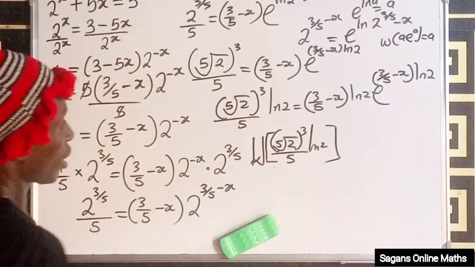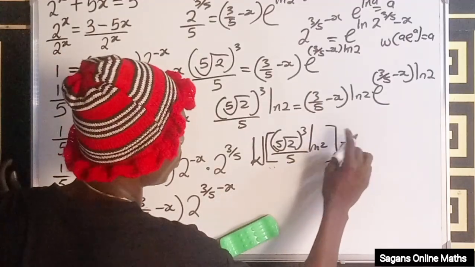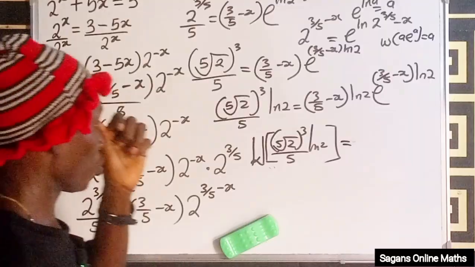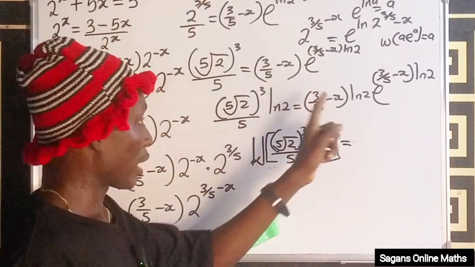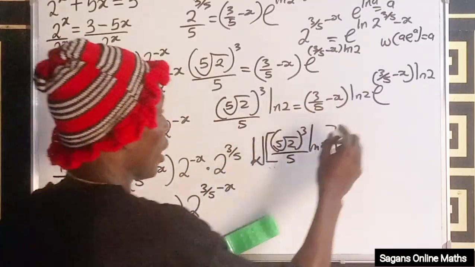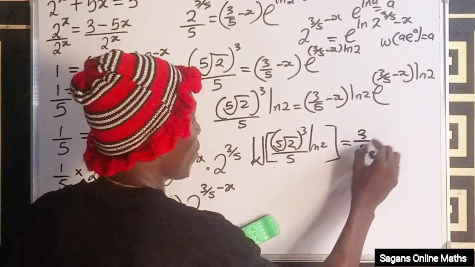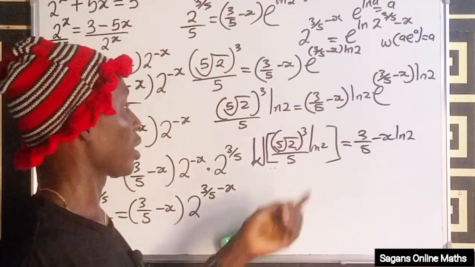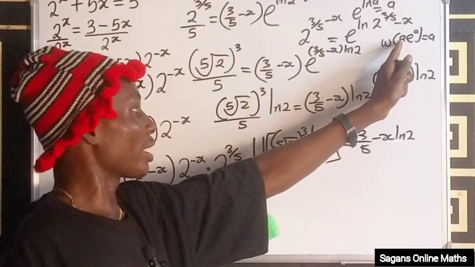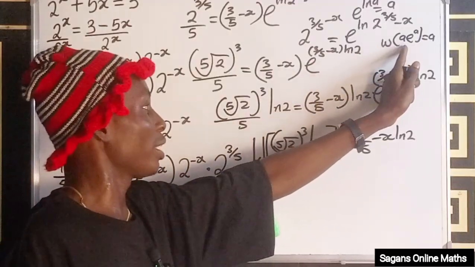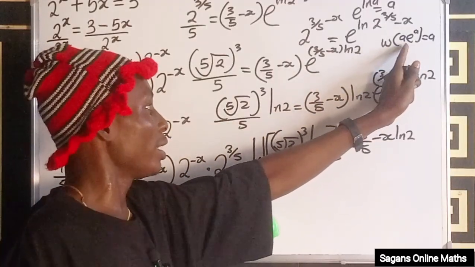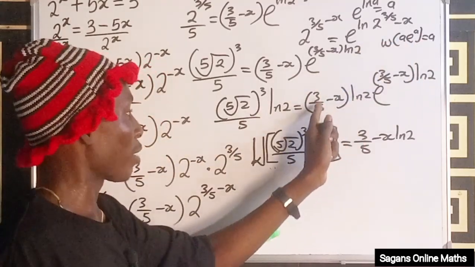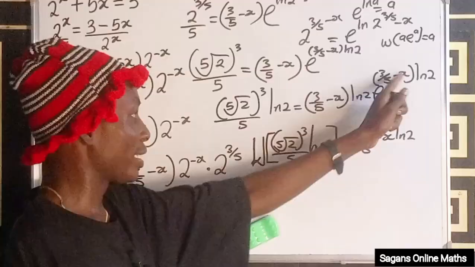Okay, now the W function of this is equal to the W function of this. So what I will do, I will not stress myself, because I know that the W function of this is just 3 divided by 5 minus x, ln 2. Take note, because I don't need to stress myself, because I know that by obeying this property, the W function of a times e raised to the power of a is equal to a. It means that a represents 3 over 5 minus x, ln 2, and they are the same. So what will be the outcome?